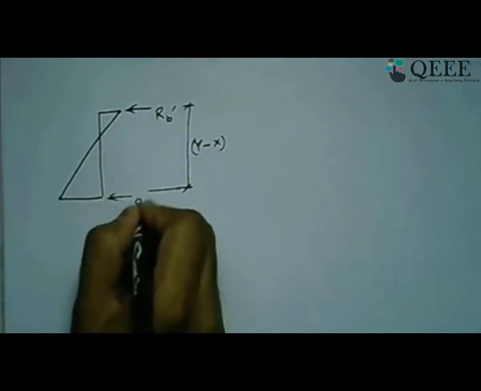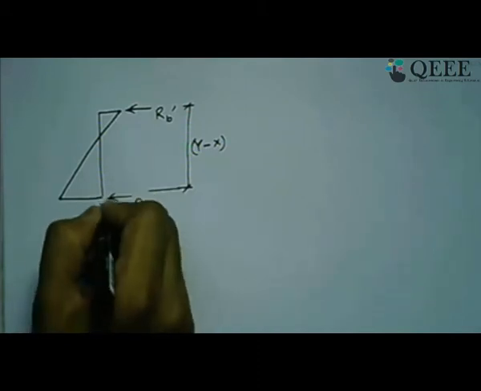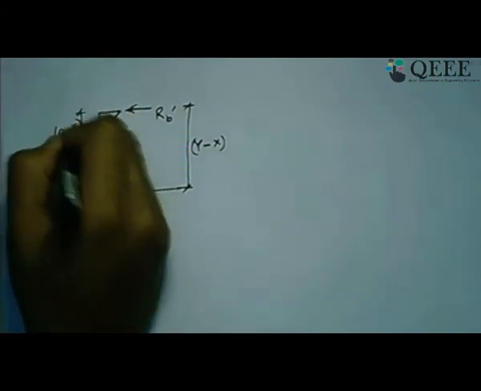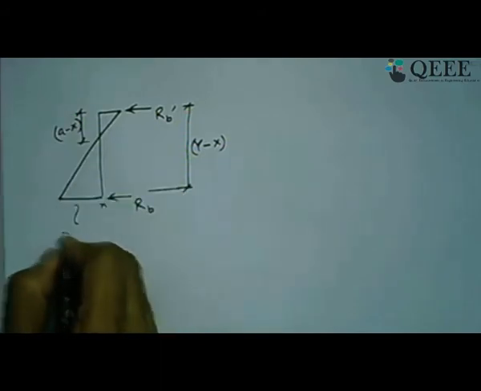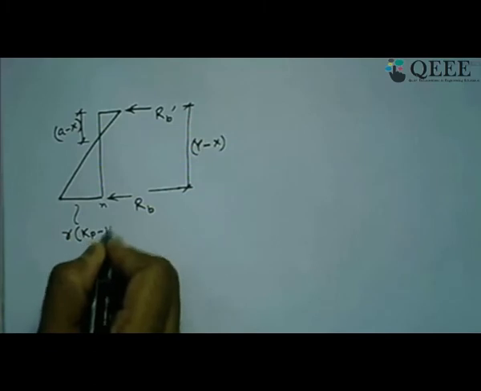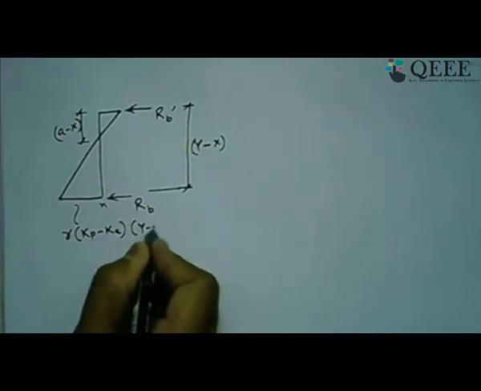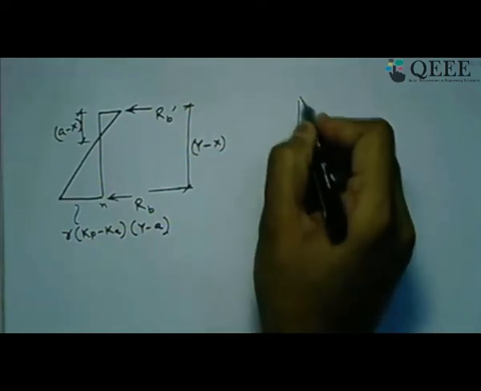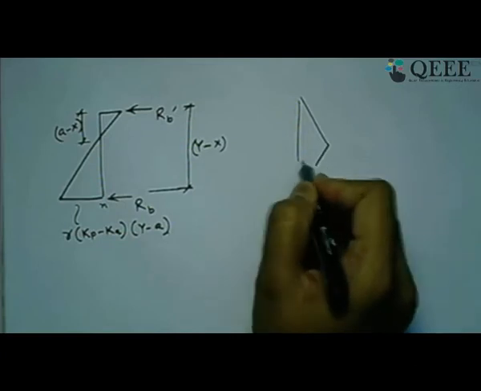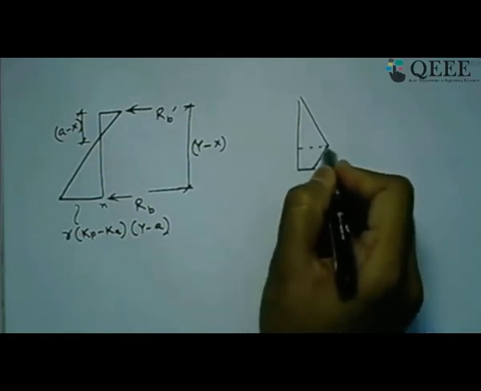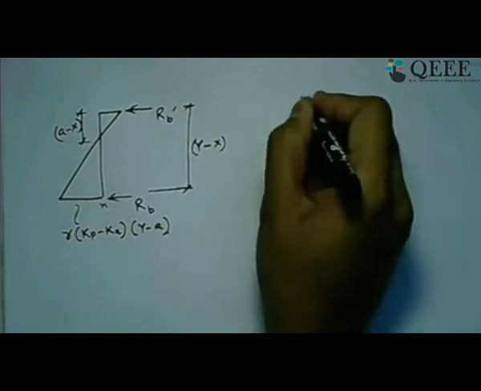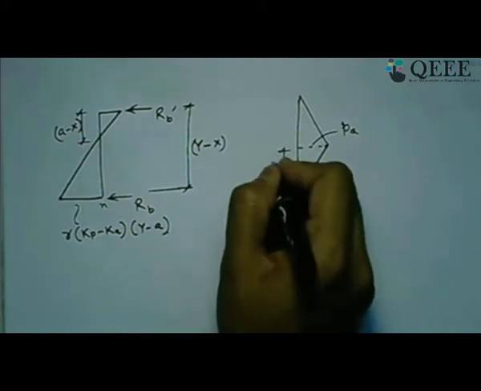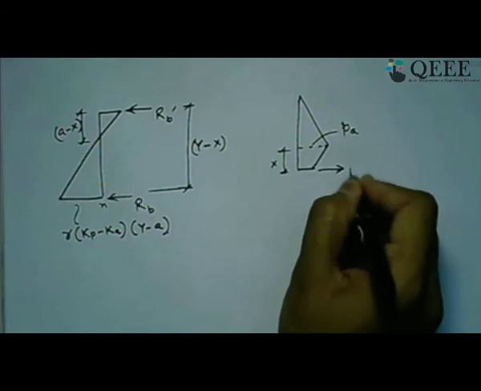This is RB. This is our point N. This distance is A minus X. And this value will be gamma times (Kp minus Ka) times (Y minus A). And the upper portion of the pressure diagram will be something like this, where you have this value as Pa, this distance is X, and here you have RB dash.